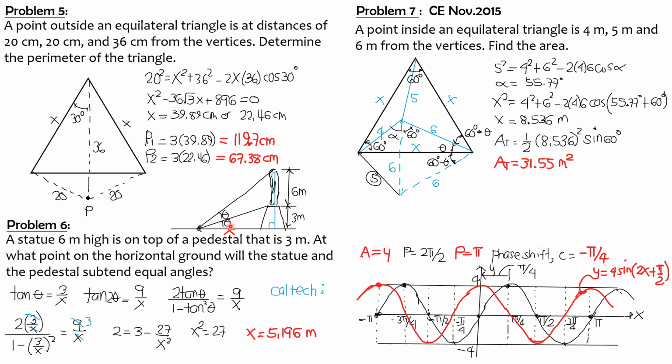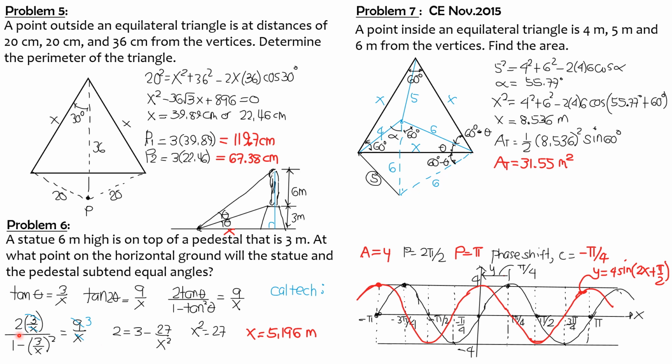Then tangent of 2 theta is 9 over x. Since tangent 2 theta is 2 tangent theta over 1 minus tangent squared theta, then that's 9 over x. Substitute the value of tangent theta, which is 3 over x. Then 2 times 3 over x over 1 minus 3 over x squared equals 9 over x. We cancel 9 and 3. So we have 3 here left. This x here can also be cancelled, both denominators.